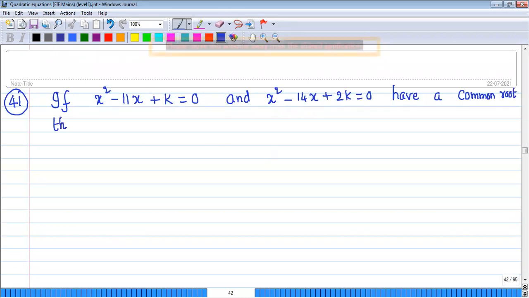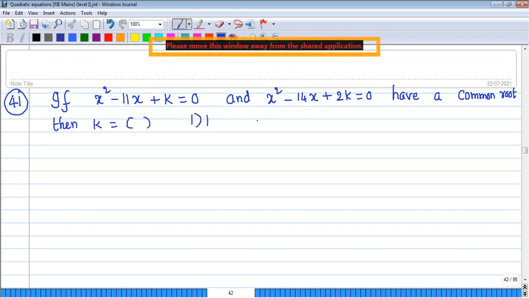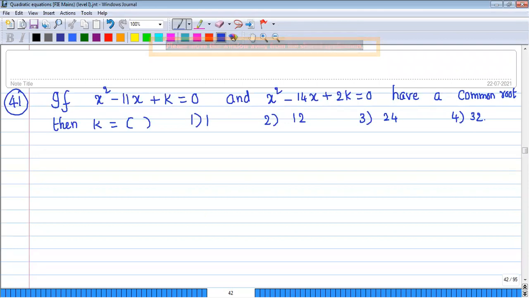Then k equals to: first option 1, second option 12, third option 24, fourth option 32. So if you are able to find out the common root by inspection, directly solve them and find the x value and substitute x value in either of the equations. Then you will get the required k value.